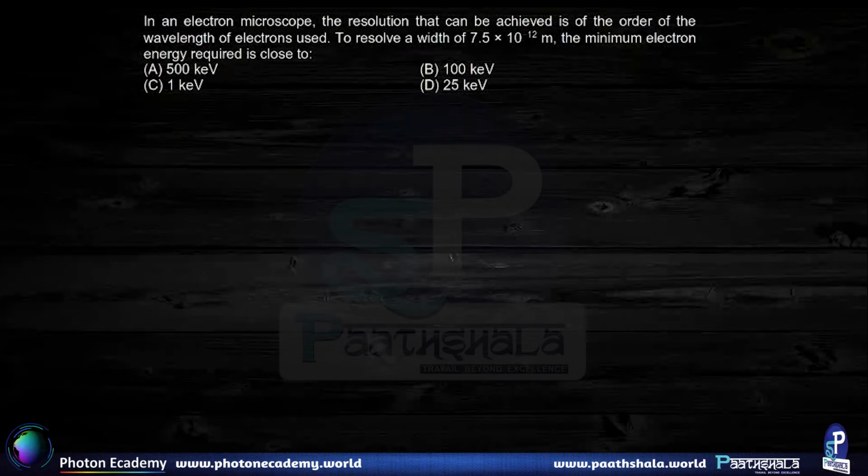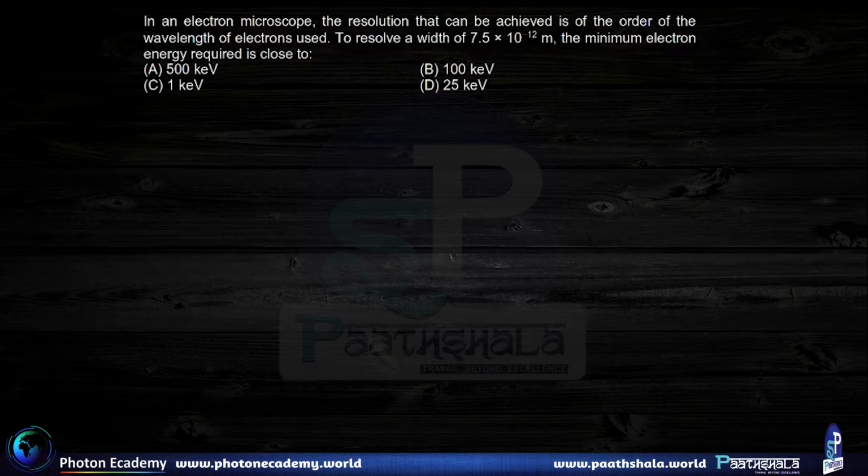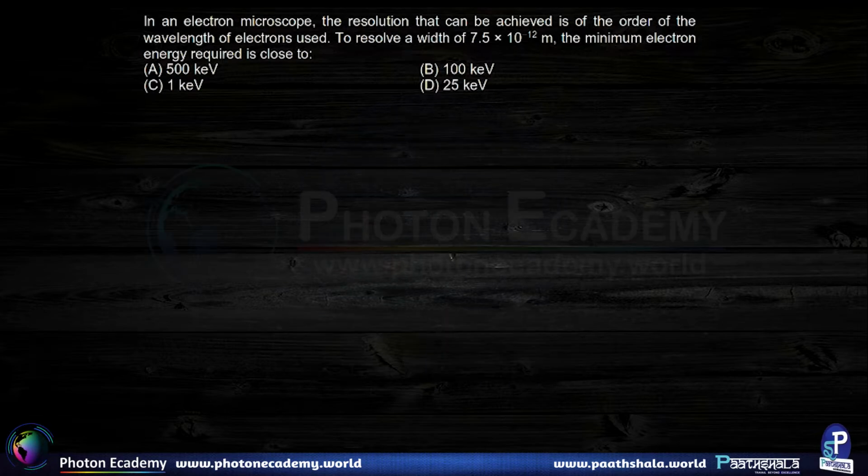In an electron microscope, the resolution that can be achieved is of the order of the wavelength of the electrons used. In order to resolve a width of 7.5 × 10^-12 meters, the minimum electron energy required is close to what? Okay, so herein, let's understand this question.